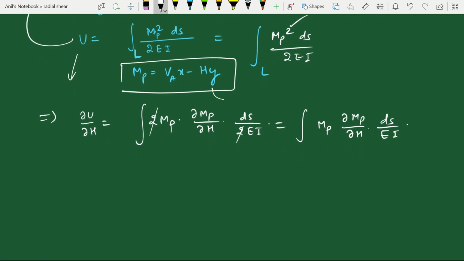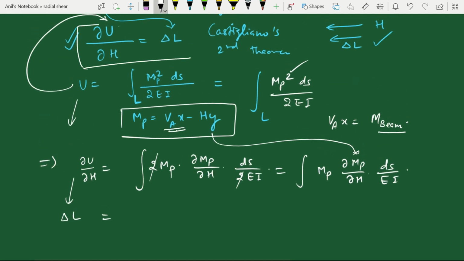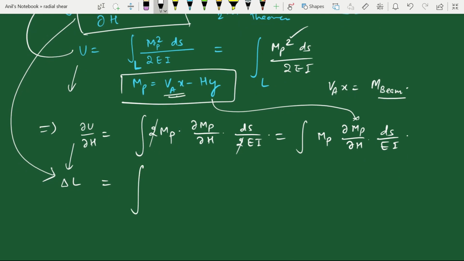Now put this value of Mp here, keeping V_A x as MB. It is simply the bending moment in the equivalent beam of the same span. You know, del U by del H is delta L. So it becomes integration Mp is MB minus H into Y into del Mp by del H.